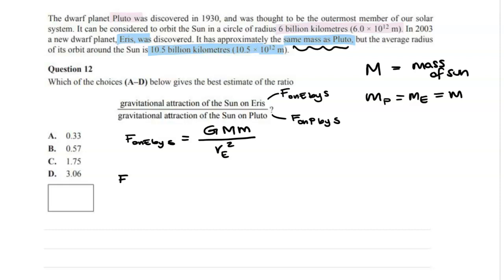Let's also write an equation, F on Pluto by sun. That's going to be G. Big M still the sun. Little m is the mass of Pluto, which we said was the same mass of Eris, m. And that's going to be divided by r Pluto squared.